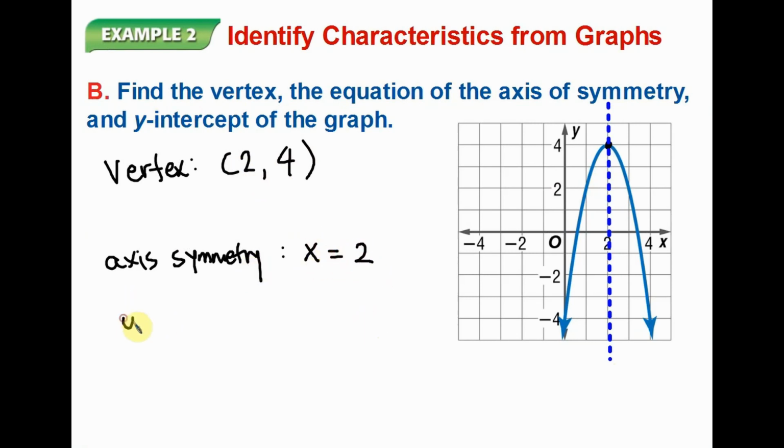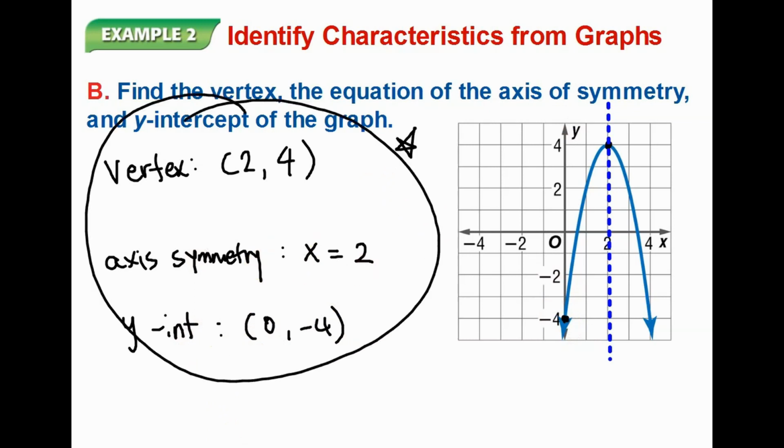The last one, in order to find the y-intercept, you're just looking at the y-axis, and the y-intercept looks like it's at negative 4. So I'm going to write 0, negative 4 as my y-intercept. And that's how you answer the question.